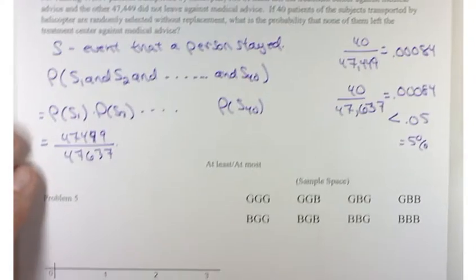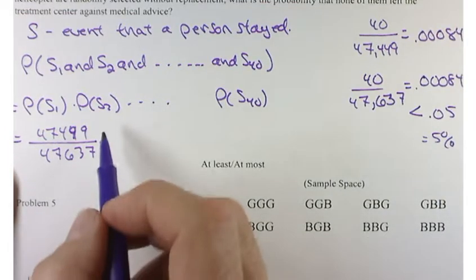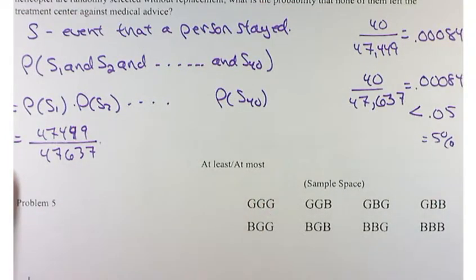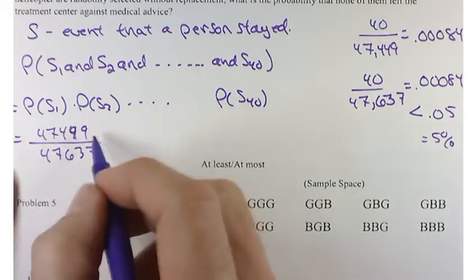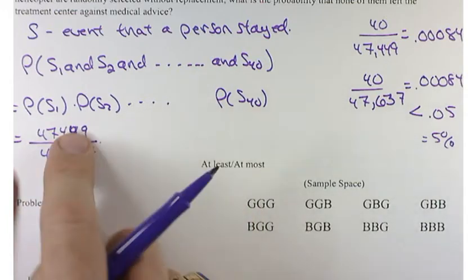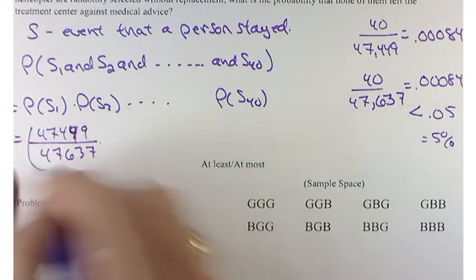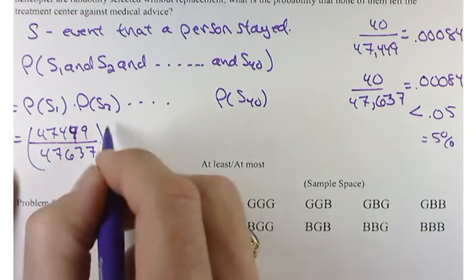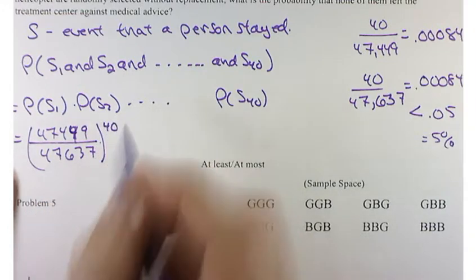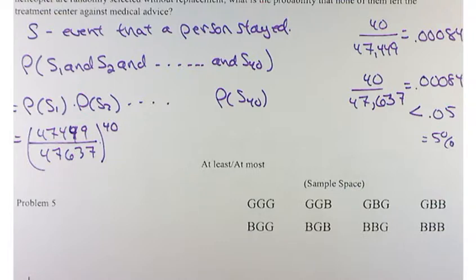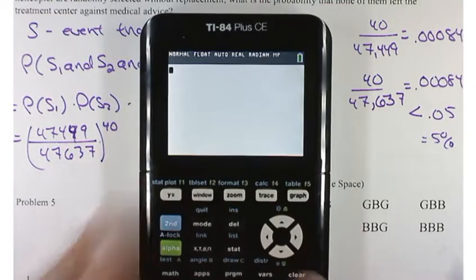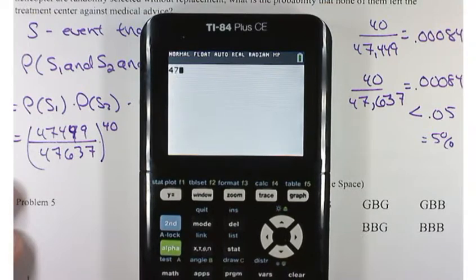How about the second person? It's going to be the same. We're assuming they're going to be the same, even though it's different by a little bit. You'd have to subtract one from the numerator and denominator, but it's really not going to make a meaningful difference. So we're going to get this to the 40th power. Now let's see what that probability is going to end up being. 47,449 divided by 47,637.